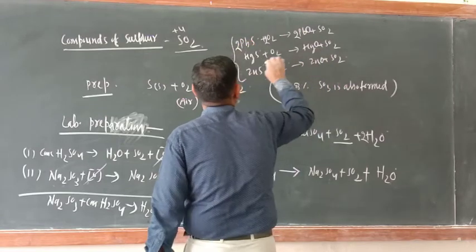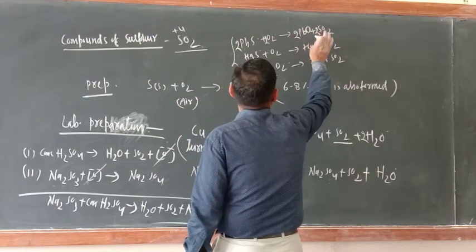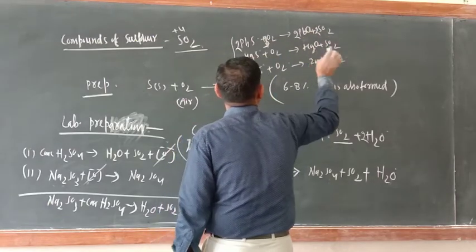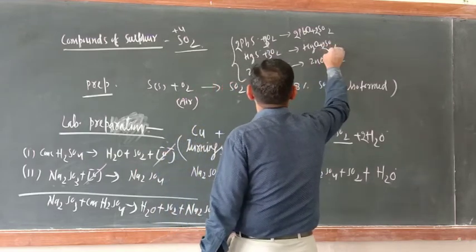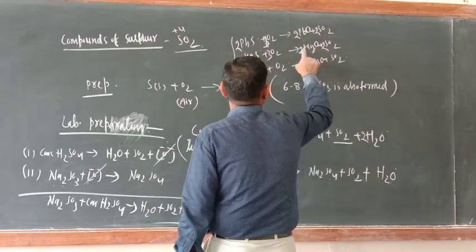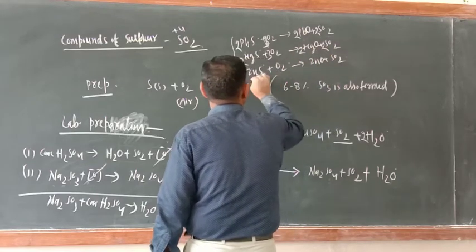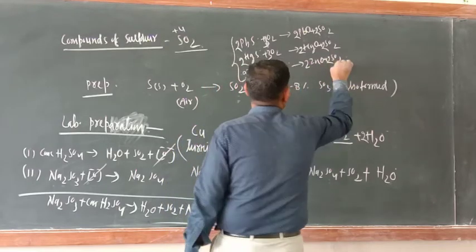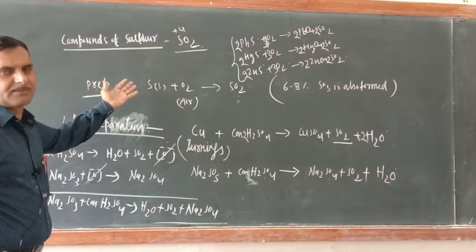Here also 2. So now 2 times 3, 6. Now write down here 3. Everything is balanced. Same way here also, write down 3, write down 2, write down 2, here also 2. Everything is balanced: 2 times 3, 6 oxygen. Same way here 2 ZnS, 3 O2, 2 ZnO and 2 SO2. Now everything is balanced. This is also one of the methods of preparation of sulfur dioxide gas.